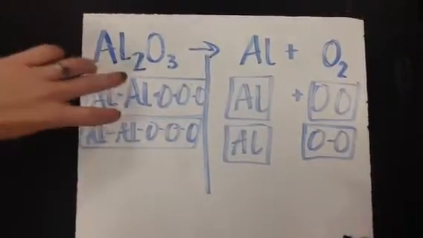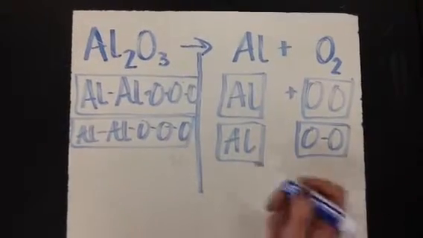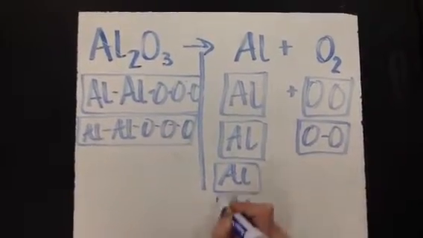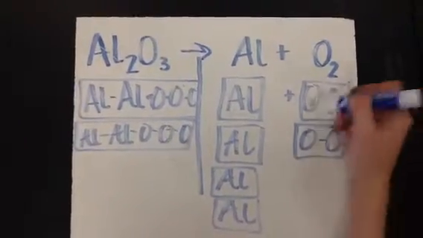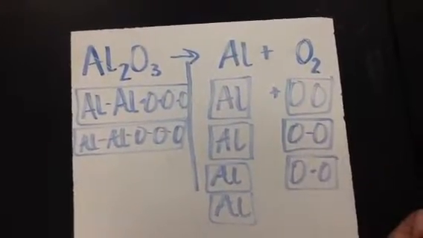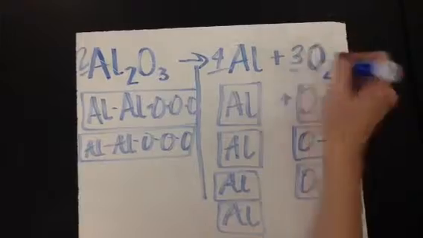So my aluminums, I have 4 on the reactant side, and I have 2 on the product side. So I'm going to add 2 more. And those are balanced. I have 6 oxygens over here and only 4. So I'm going to add 2 more, and they're bonded together. So now I add my coefficients. I have 2, 1, 2, 3, 4, and 1, 2, 3. And now it's balanced.